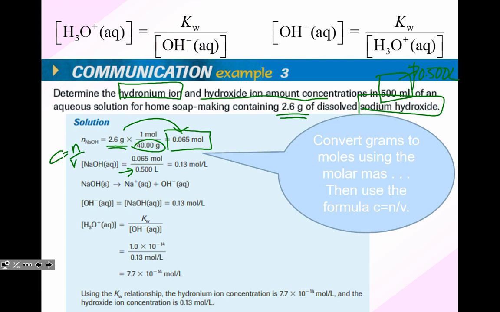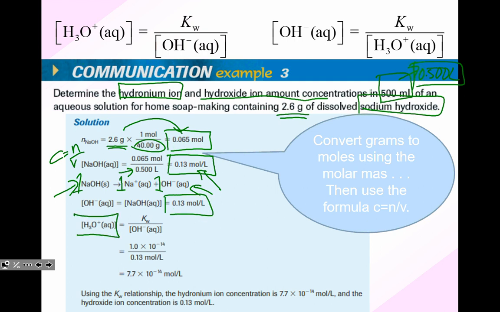0.500 liters. It has to be in liters because my concentration is moles per liter, and I get 0.13 moles per liter. Now, if I take sodium hydroxide, this is different from the previous example, because with sodium hydroxide, if I dissociate that, it's a 1:1:1 ratio. So if this is my concentration of sodium hydroxide, my hydroxide ion concentration is going to be exactly the same, okay? Because it's a 1:1 ratio, so that stays the same.